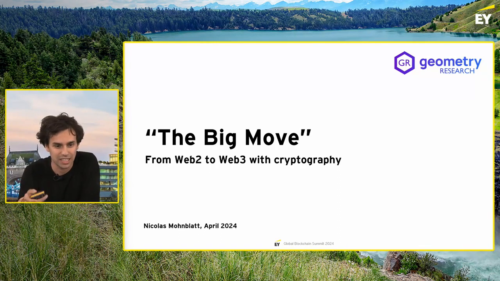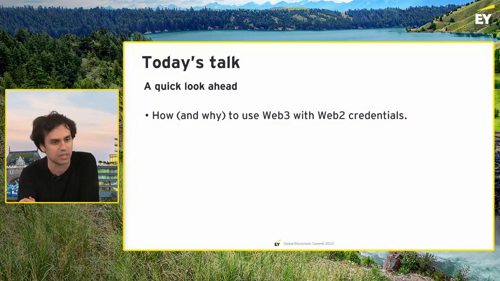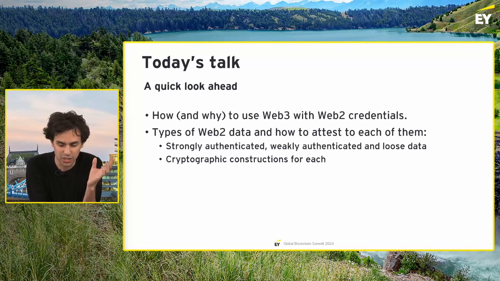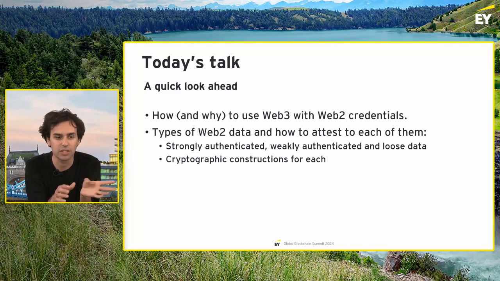So in today's talk, there we go. I want to give you a quick look ahead of what to expect. So first, we're going to see how and why would we want to use Web3, this sort of blockchain-based internet, with our existing traditional internet credentials. To do this, we're going to categorize Web2 data into 3 types. And I'm going to explain what I mean by strongly authenticated, weakly authenticated, and loose data. And now, for each of these types, we're going to go over cryptographic constructions for how to attest to the truthness of that data.